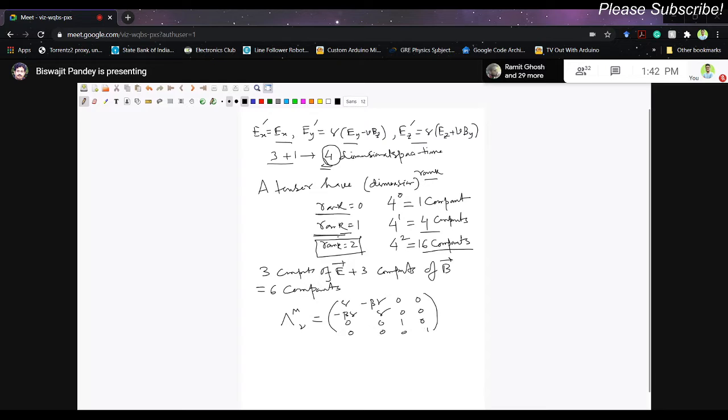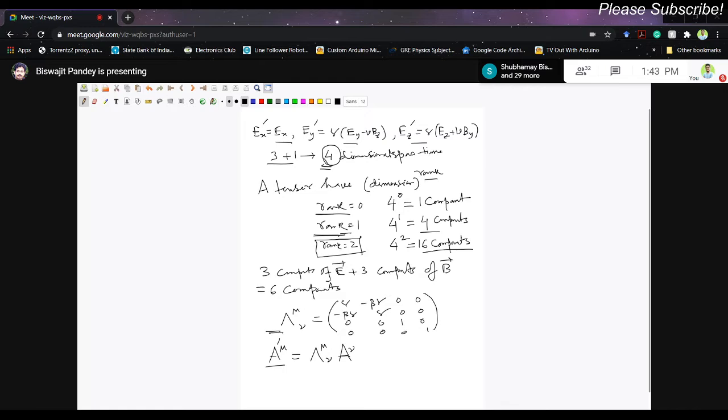For a rank 1 tensor, how does it transform? For a rank 1 tensor, that we already know. See, if we have a 4-vector, it transforms like lambda mu nu and A nu, right? A is a 4-vector. So in the prime frame, or maybe I can put a prime here if you like, this is the 4-vector in the prime frame, and this is the same 4-vector in the unprimed frame. So we can transform it by using this Lorentz transformation matrix.